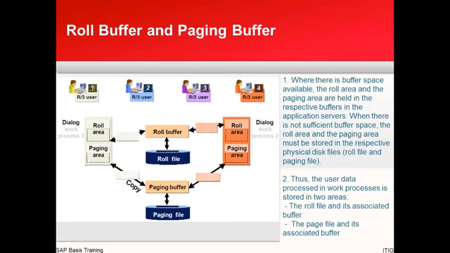Okay, now role buffer and paging buffer. Here you can see when there is buffer space available, the role area and the paging area are held in the respective buffers in the application server. When there is not sufficient buffer space, the role area and the paging area must be stored in the respective physical disk file, for example, role file and paging file. So that is the underlying principle: if you have it available in memory, use it from the memory, else it is provided from the file using the role file or paging file. Thus the user data processing in a work process is stored in two areas, the role file and its associated buffer, and the page file and its associated buffer.